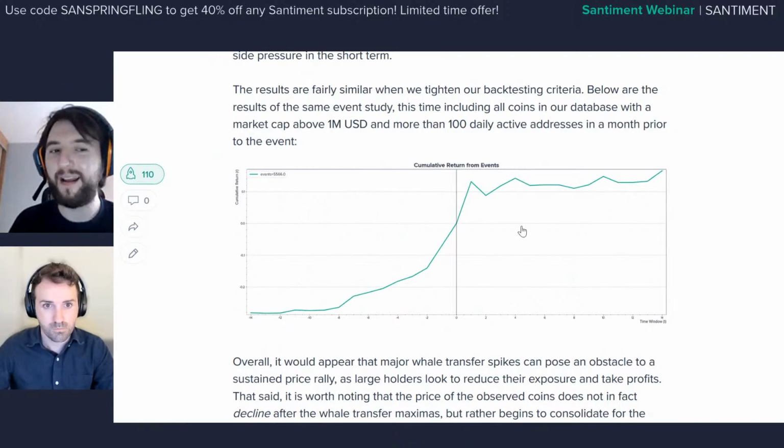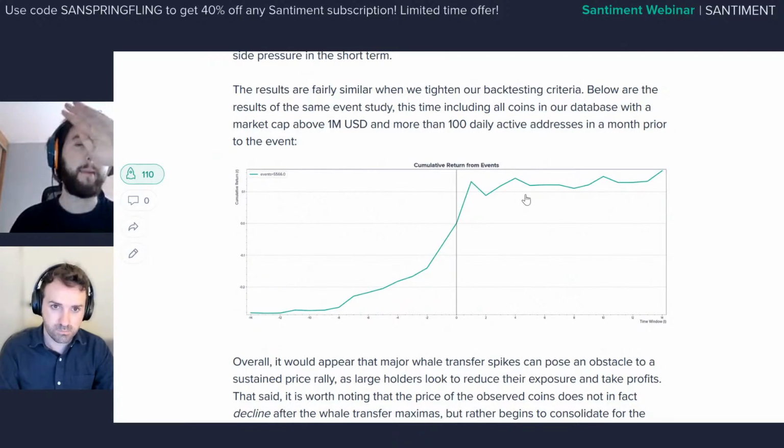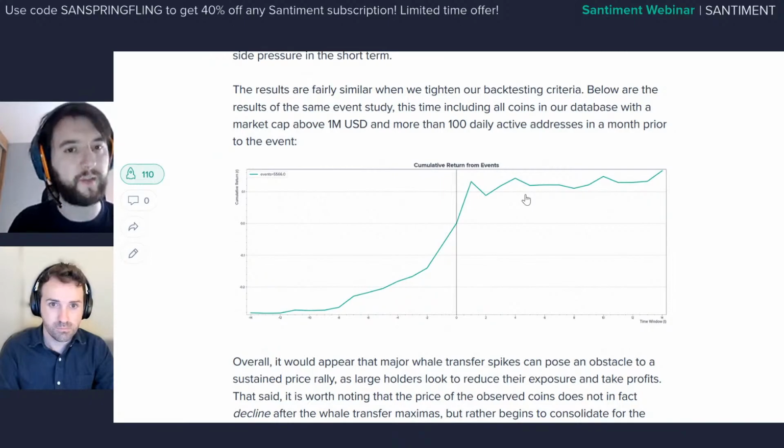There seems to have been not really a major difference between these two backtests. Essentially, even when we tightened the criteria to eliminate some of the shitcoins, we've essentially seen very much the same results. Basically, in 24 hours after the spike in whale transfers, we start to see a plateauing of the average price of these coins.